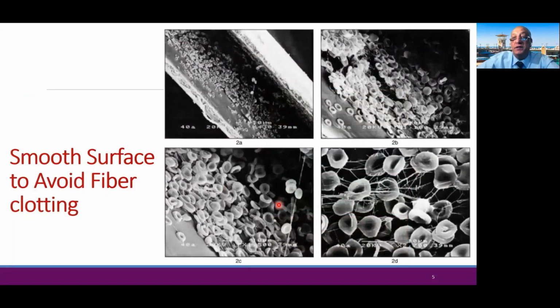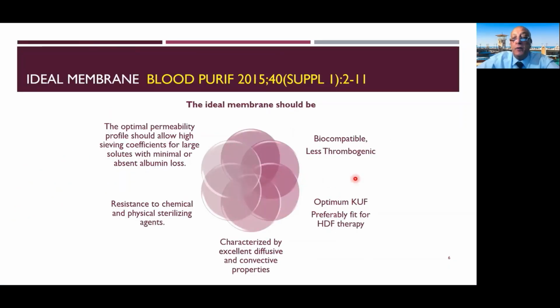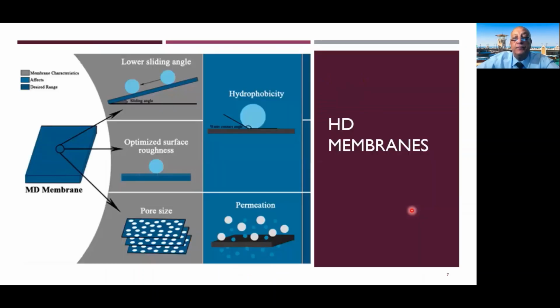Thrombogenicity is important to be determined because the roughness inside the filter fibers causes thrombogenicity and coagulation activation. The ideal membrane should be biocompatible, less thrombogenic, with optimum ultrafiltration for convection therapy and hemodiafiltration, excellent diffusive and convective properties, optimum permeability, and excellent sterilization, like steam sterilization.